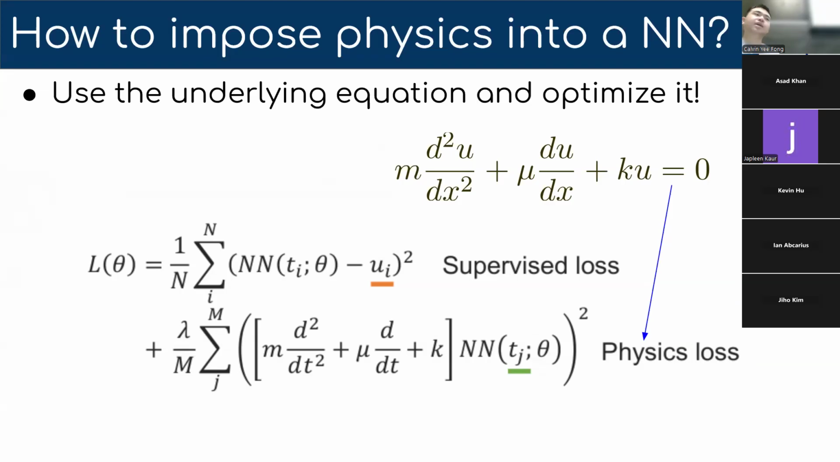So what you can do in that case is, the special thing about this physics loss that you might not notice is that the summation happens over a different index compared to your supervised loss.